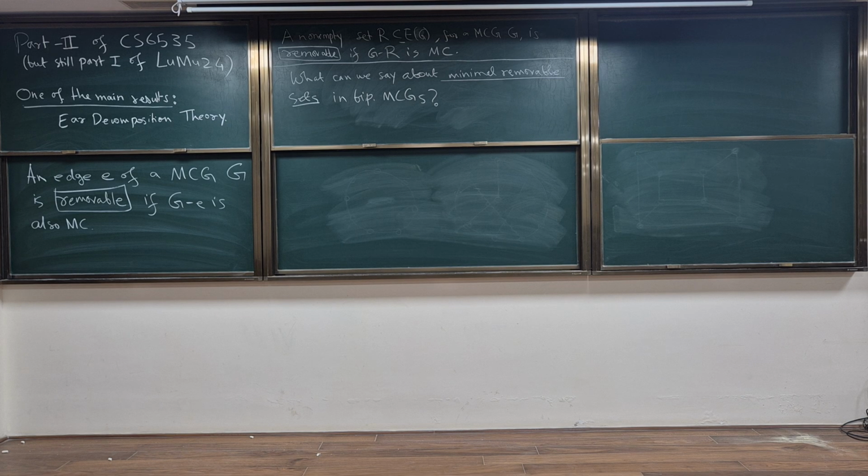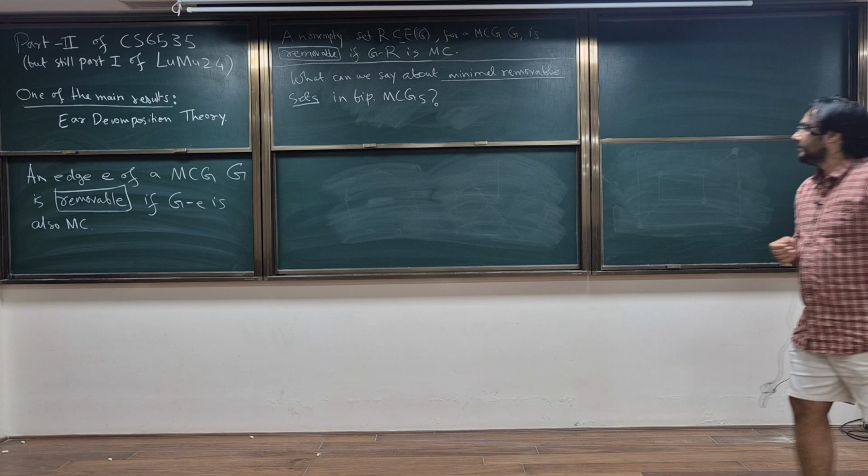If it exists. It doesn't have to exist. An even cycle on 4 or more vertices has no such set of edges. That's okay. So what?